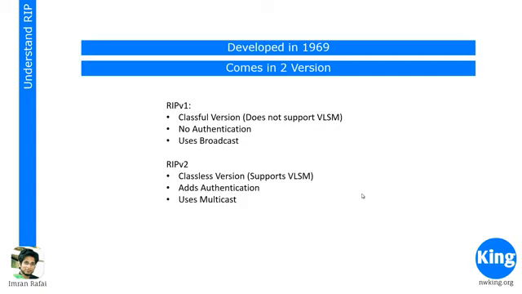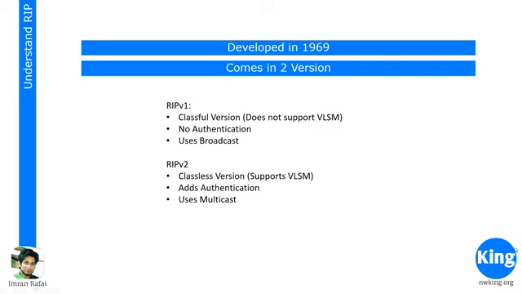There are two versions of RIP. RIP came with version 1, which was a classful version of RIP. That means it did not support variable length subnet masking, so you could only give one subnet, like we will look at a little later. It also did not support authentication.